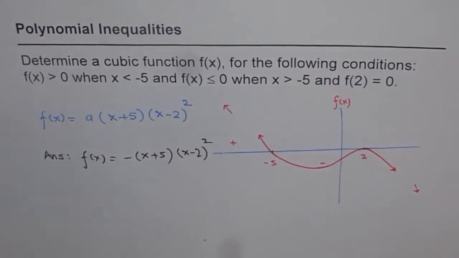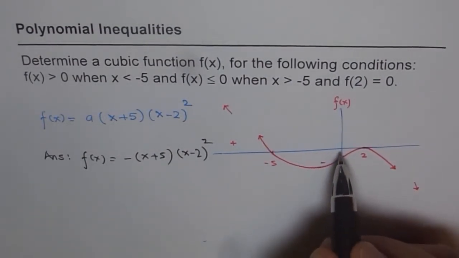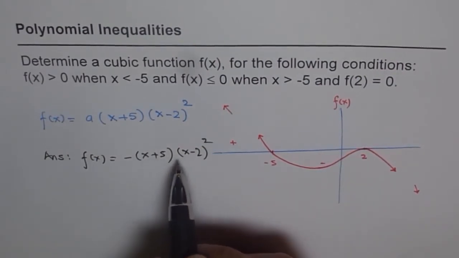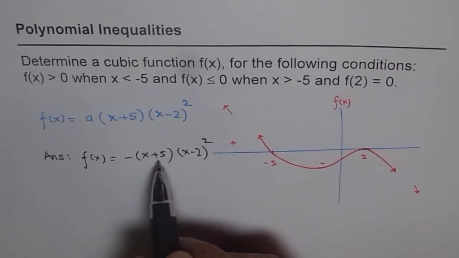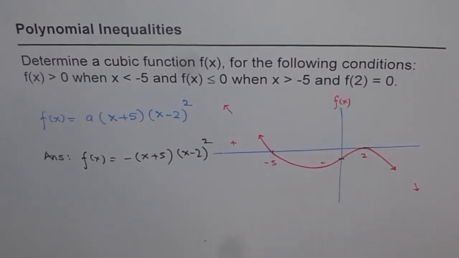So that should meet the criteria. If I take any test point, let us say 0 is my test point, what do I get? If I put x as 0, I will get a negative value which meets the criteria. So that could represent a cubic function for the given condition. As you can see, there is more than one solution for the given conditions. So in any case, the given conditions can be met by this equation also. So we'll write that as our answer. Thank you.